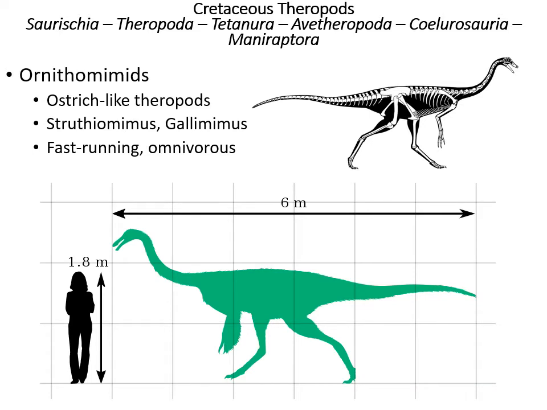Ornithomimids, again, our ostrich-like theropods, include taxa such as Struthiomimus and Gallimimus, which, if you've seen the Jurassic Park films, are the ones that run in the big flock. So they probably were very fast running, and these almost appear to be omnivorous too. They don't actually have teeth in their mouth, which is kind of odd for a theropod. So they were probably eating softer vegetation, insects, maybe small lizards.